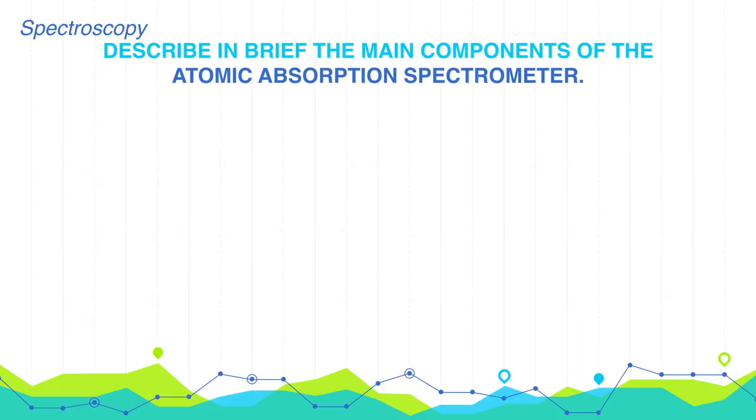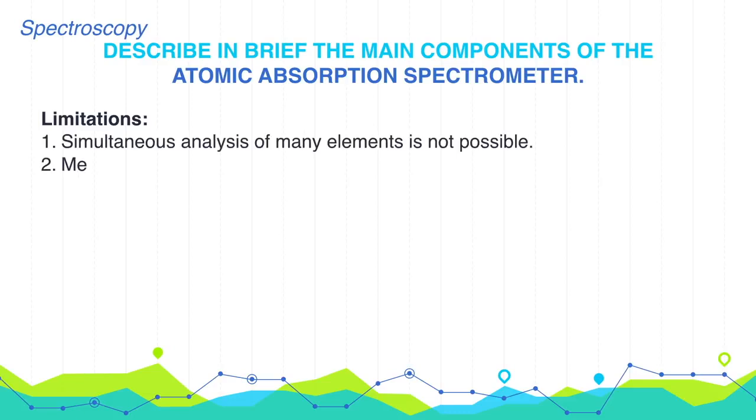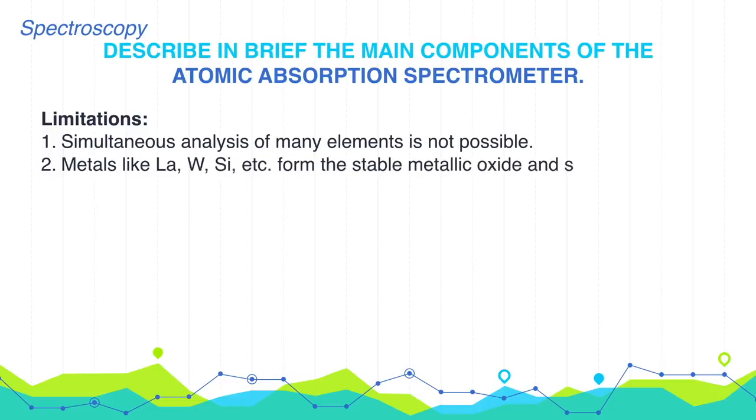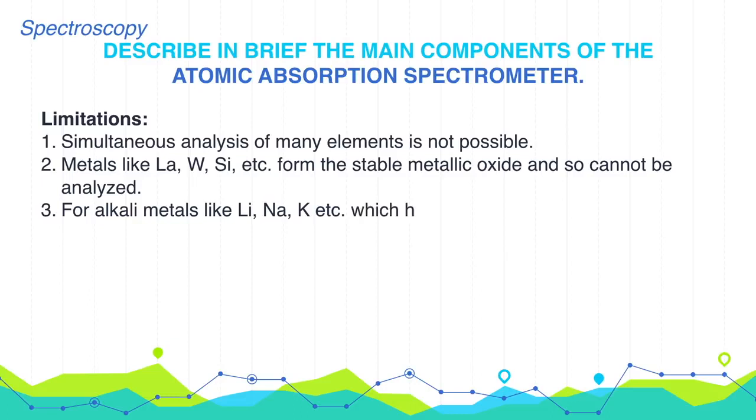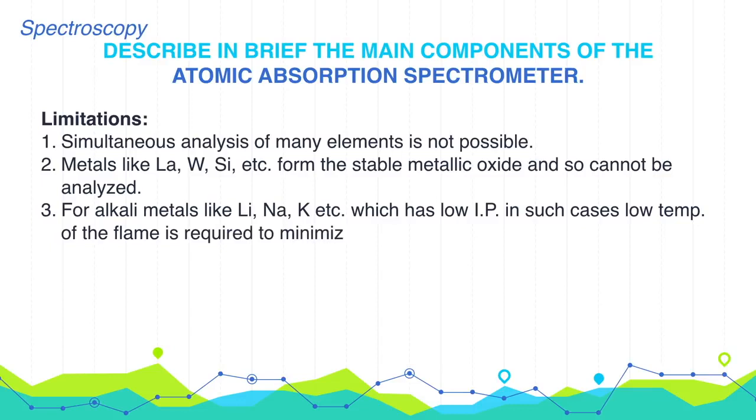But then also this method has some limitations, like simultaneous analysis of many elements is not possible. Metals like lanthanum, tungsten, silicon, etc. form stable metallic oxides and so cannot be analyzed. For alkali metals like lithium, sodium, potassium, etc., which have low ionization potential, in such cases, low temperature of the flame is required to minimize the ionization of the elements.